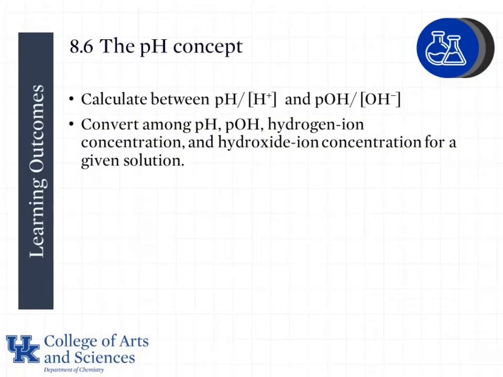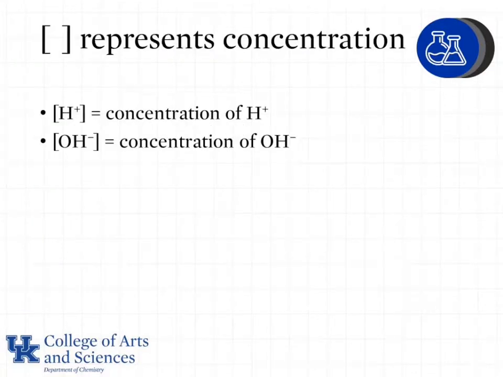In this lesson, we will learn to calculate between pH and H+ concentration and pOH and OH- concentration, and also how to convert among pH, pOH, hydrogen ion or H+ concentration, and the hydroxide ion or OH- concentration for a given solution. Remember that a set of square brackets represents concentration. When we see the brackets around H+, we read that as concentration of H+, or the brackets around OH- means the concentration of OH-. This is typically in units of molarity.